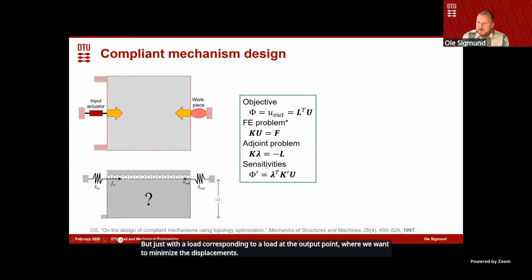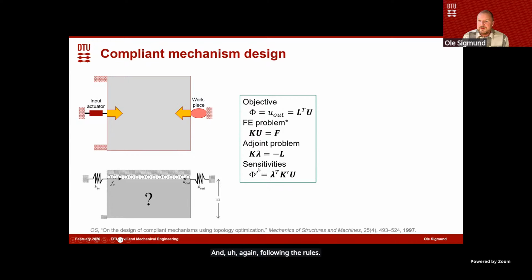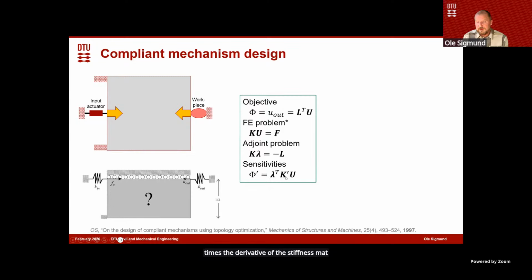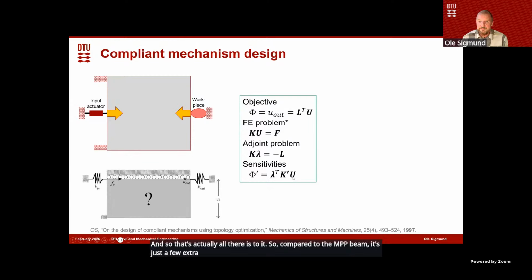And again, following the rules, we get sensitivities: the derivative of the objective function, so the output displacement, is simply the mutual energy, the solution of the adjoint problem, times the derivative of the stiffness matrix with respect to that variable and the original solution. And so that's actually all there is to it. Compared to the MBB beam, it's just a few extra lines in the code.